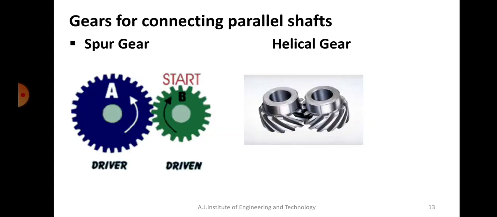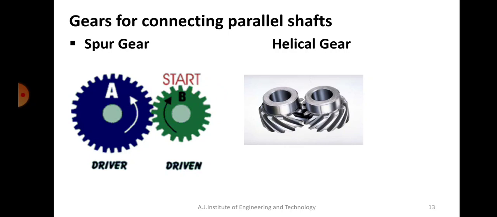Okay, so gears for connecting parallel shafts, we have already seen. You can see the example of spur gear as well as helical gears. So I would like to just give a little more explanation on this meshing of the gears. In the case of spur gears, we have two gears here, one with blue color and the other one with green color. One is named gear A and the other one is named gear B. Now one of them is called the driver and the other one is called the driven.